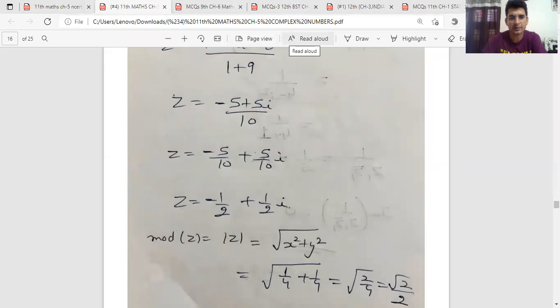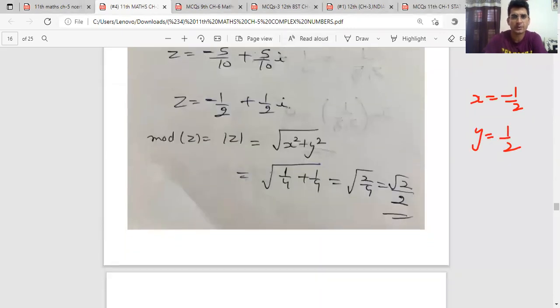It can further simplify. 5 ones are 5, 5 twos are 10, 5 ones are 5, 5 twos are 10. Now here x is equal to -1 by 2 and the coefficient of iota, that is y, is equal to 1 by 2. Now we know that the modulus of any complex number is equal to root x square plus y square. X square, that is -1 by 2 square, 1 by 4, plus y square, 1 by 2 square, that is 1 by 4. 1 plus 1, 2 by 4, and the square root of 4 is 2, and the square root of 2 is root 2. So root 2 by 2 is the final answer of modulus.